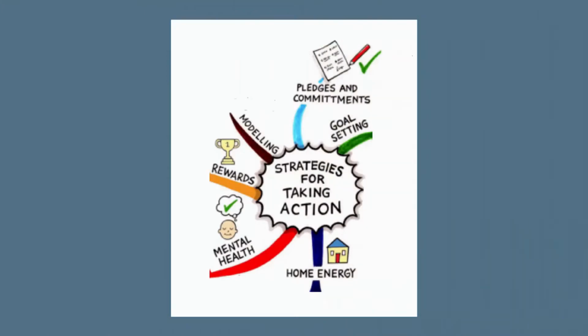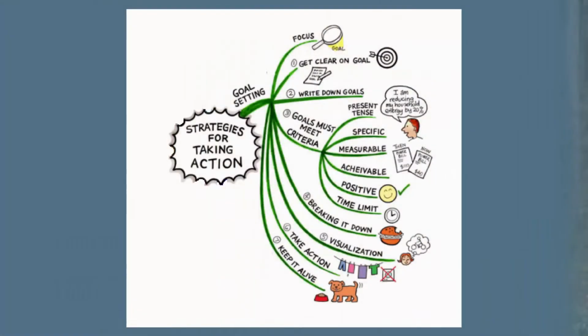There are two ways that you can go from here. Method 1. You can add in the first branches of answers that you think are relevant. So you can have goal setting, pledges and commitments, rewards, etc. Or method 2. You can just pick one answer and dive deeper into that. Say the first thing that comes into your mind is goal setting. Then you can start digging deeper into this branch.